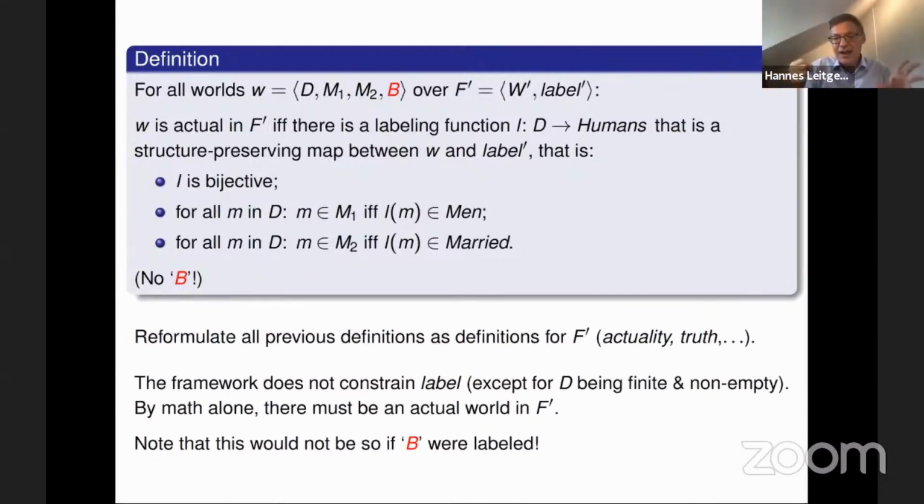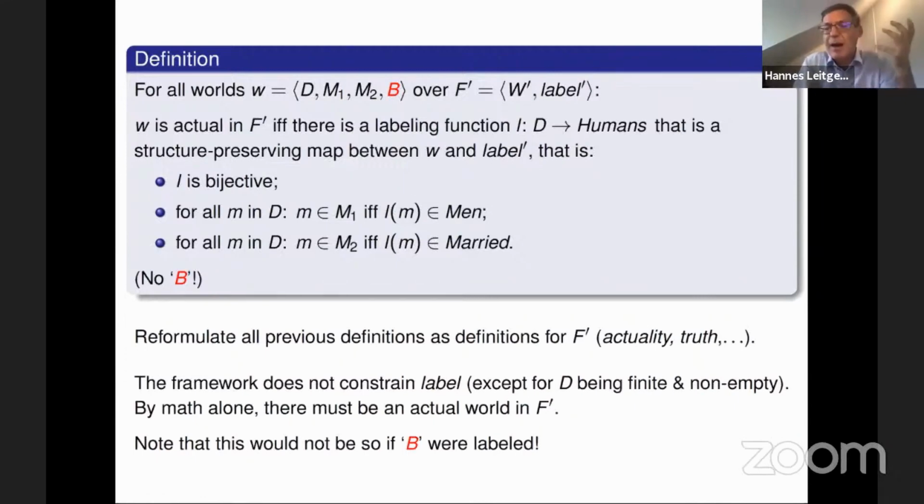Since the B component was determined by D and M1 and M2, I would constrain the labeling structure in the way that whatever B is compared to would have to relate in the right way to the set of humans, the set of men and the set of married people. That might fail for some worlds and not fail for other worlds. So if I had labeled the B component here, I wouldn't have run through all the combinatorial possibilities.